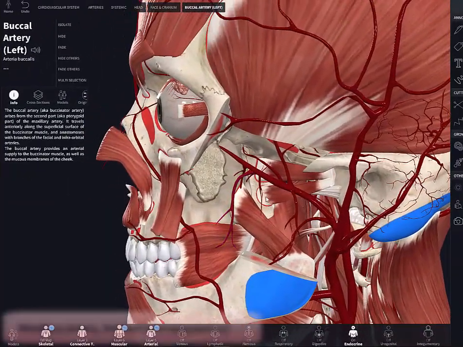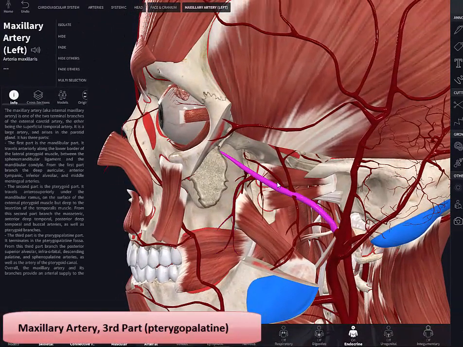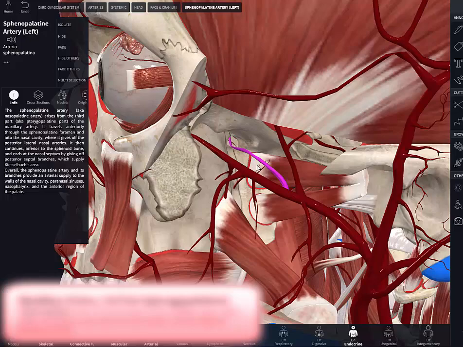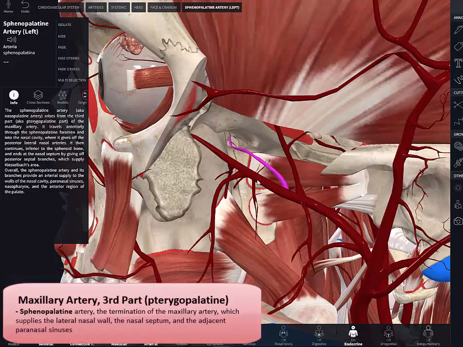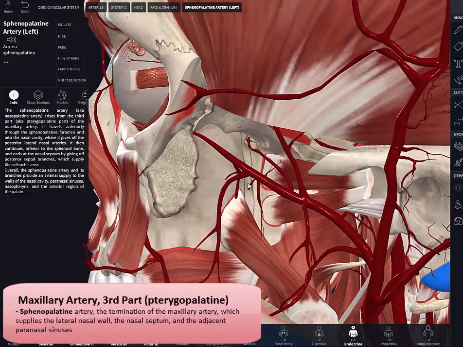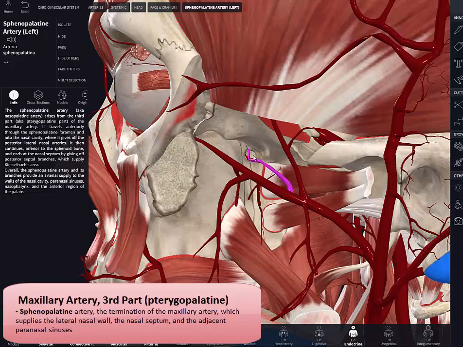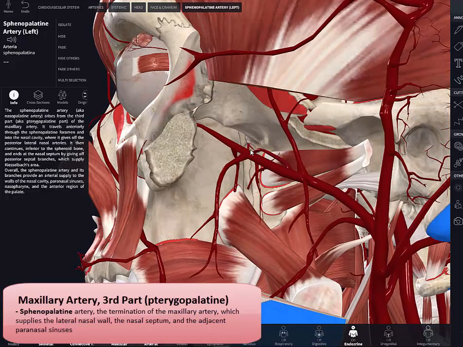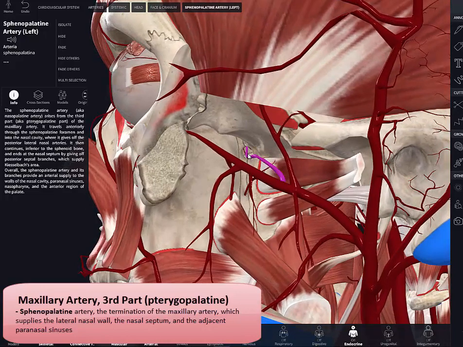Now we'll move on to the third part of the maxillary artery. From the third part, you will have, for instance, the sphenopalatine artery. You can already see it has an interesting course because it ends up diving through this hole, which is called the sphenopalatine foramen. So the third part is the pterygopalatine part of the maxillary artery. It travels forwards or anteriorly through the sphenopalatine foramen into the nasal cavity, which we will deal with in another module.